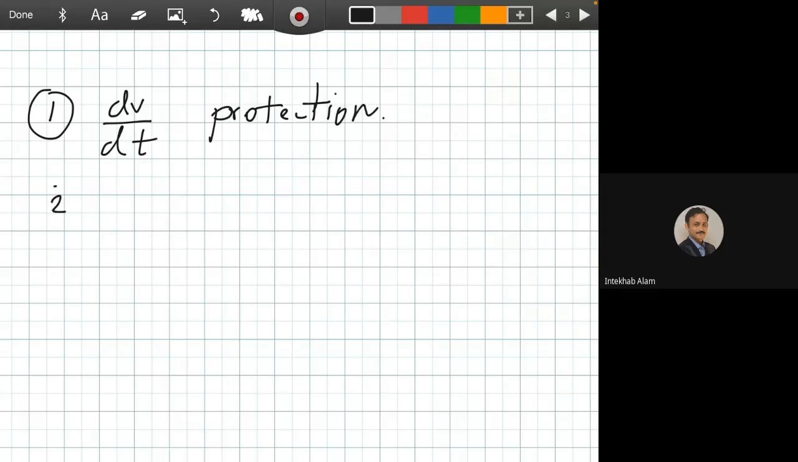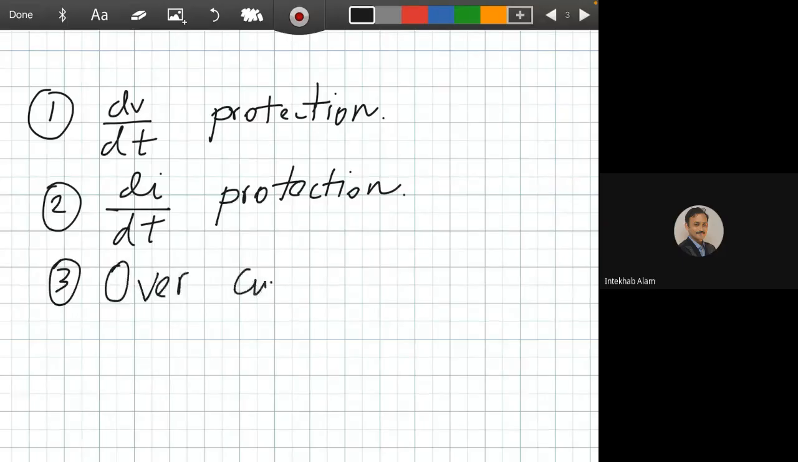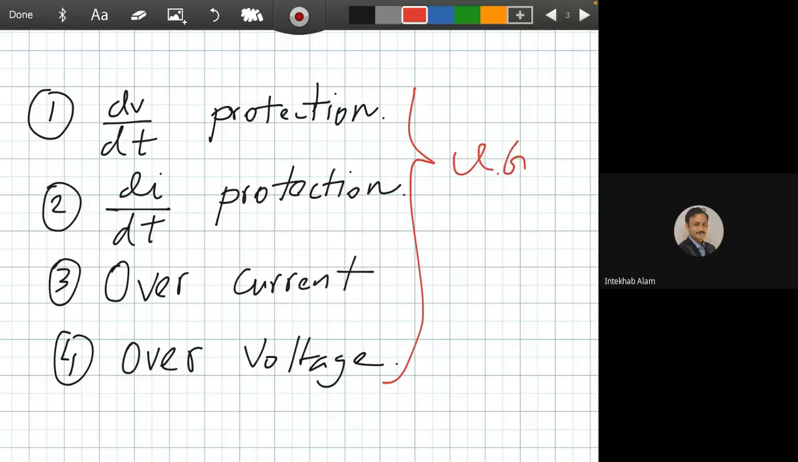We need a snubber circuit for DIDT, over current, and for over voltage. Up to this point, we usually study in the undergrad level.